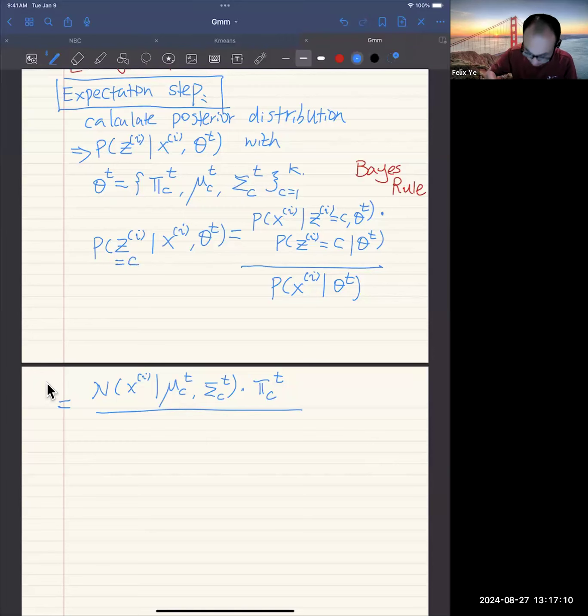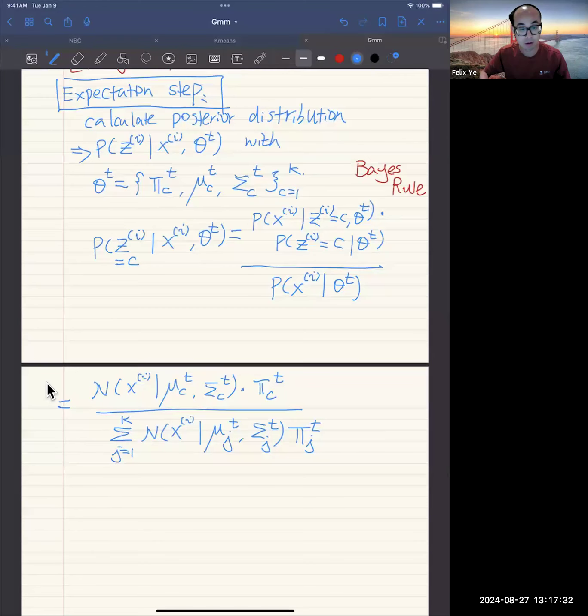So this is a summation. I'm going to call the index j, from 1 to k, of the Gaussian distribution with mu_j,t, sigma_j,t, and pi_j,t. So basically, this is my posterior distribution, for any i from 1 to n, and c from 1 to k.